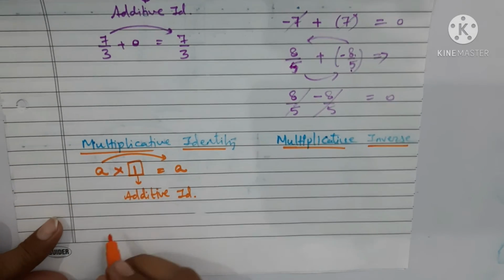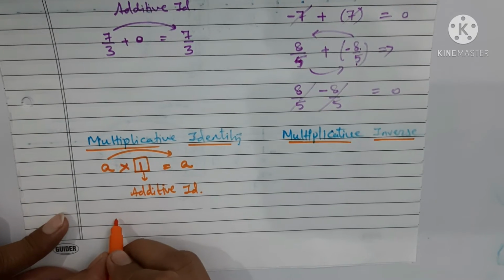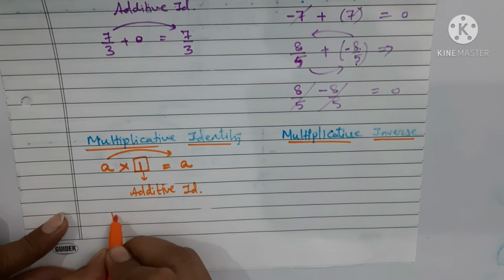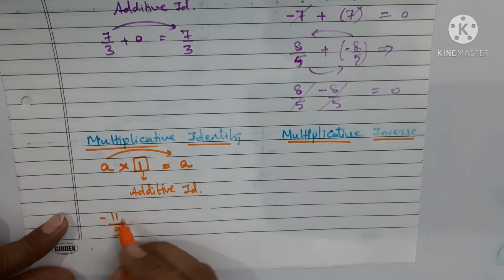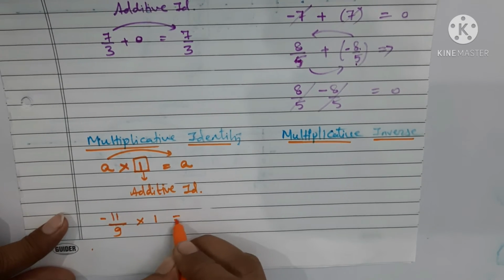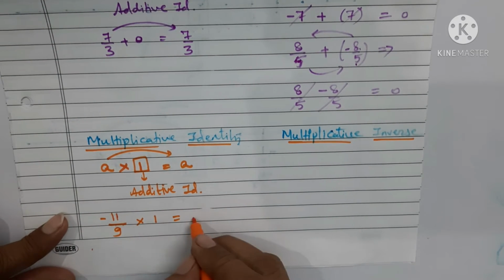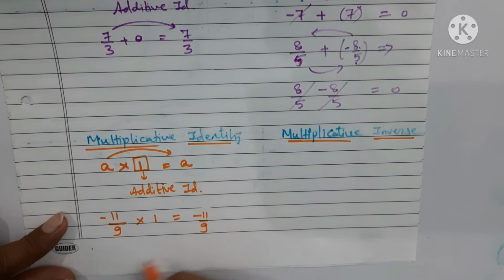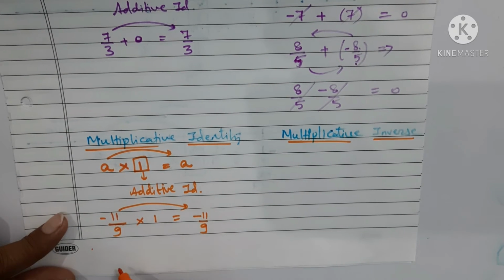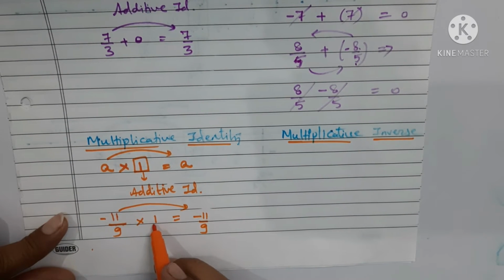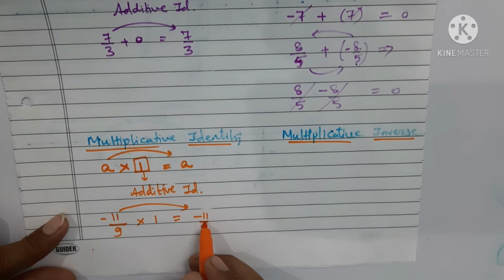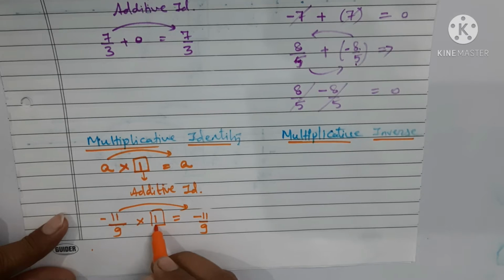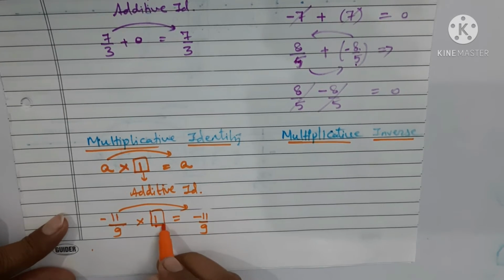Let us take an example. Say you have a rational number, minus 11 upon 9, and you multiply it with 1. What are you getting? Your result is minus 11 upon 9 itself. You can see the number remains the same after multiplication. When it is multiplied with 1, the number still remains the same. That is why this number is the multiplicative identity.